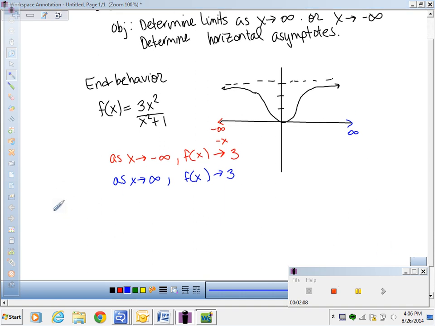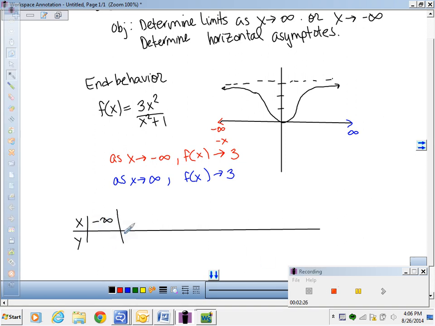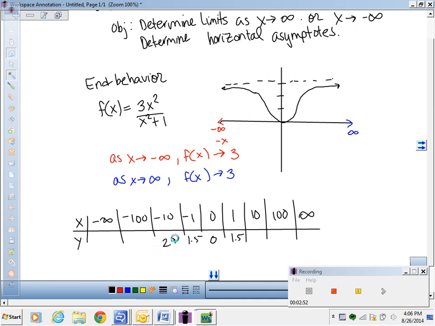And if I were to analyze this function numerically, and I put it in my calculator and use my table of values, I would see, with x values negative infinity, negative 100, negative 10, negative 1, 0, 1, positive 10, positive 100, and positive infinity, that at 0 it's going to be 0. At negative 1 it's 1.5, and at 1 it's also 1.5. At negative 10 it's 2.97, and at positive 10 it's 2.97. At negative 100 it's 2.997, and at positive 100 it's 2.997. So at negative infinity it's approaching 3, and at positive infinity it's approaching 3.